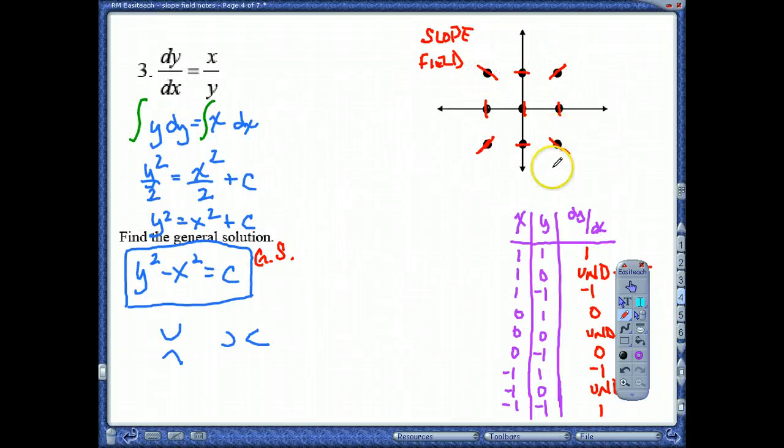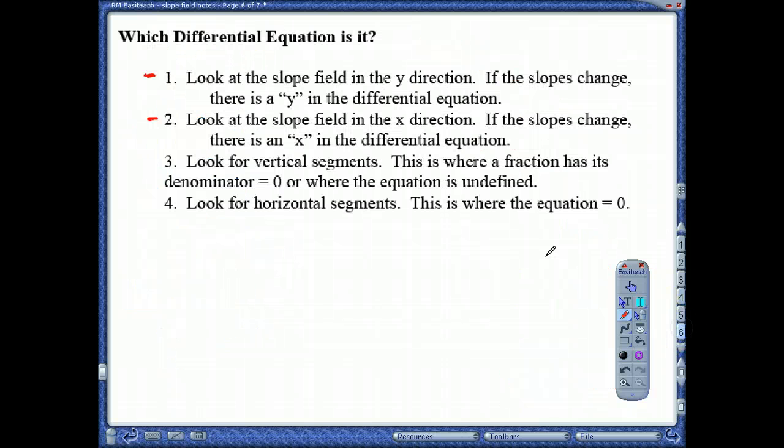Okay. Well, once we get to the point where we're looking at this one, you notice you have x's, you have y's, then you need to take it to the next level. And that's where you look at where you have vertical segments and where you have horizontal segments. Wherever you have vertical segments, look to see which coordinate is on the bottom, because that's where it's going to be 0. Horizontal, you're looking at where that top variable is. So it makes it a little bit nice. You're looking at those vertical segments, looking at those horizontal segments.